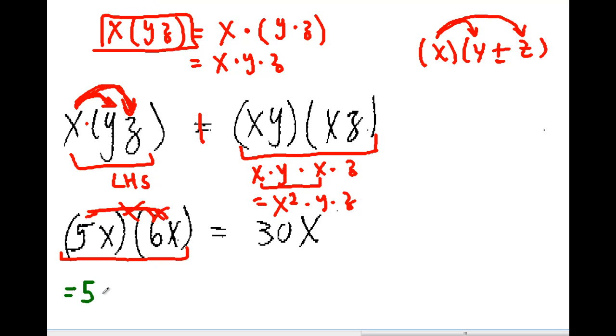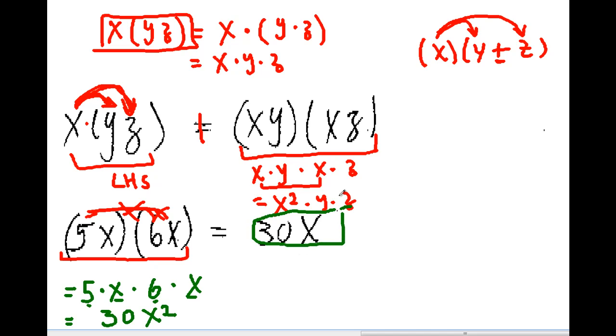Let's write it out. Again, the first step is the most critical one, right? So we're going to write it out and we're going to take it slow. From here, we'll say 5 times 6, well, that's 30. x times x, well, that's x squared. This is what the student messed up over here, right?